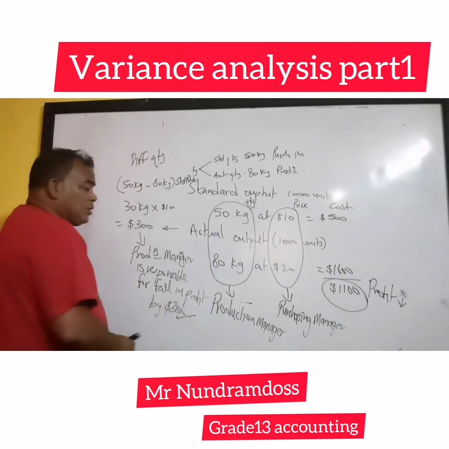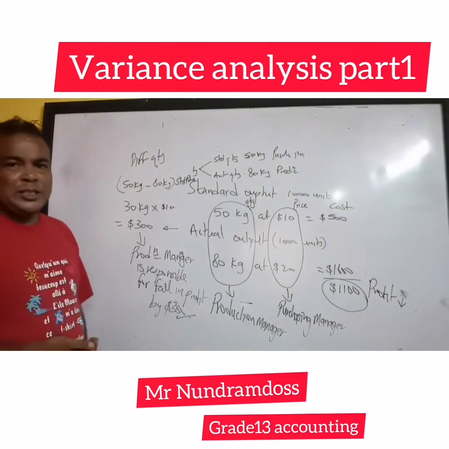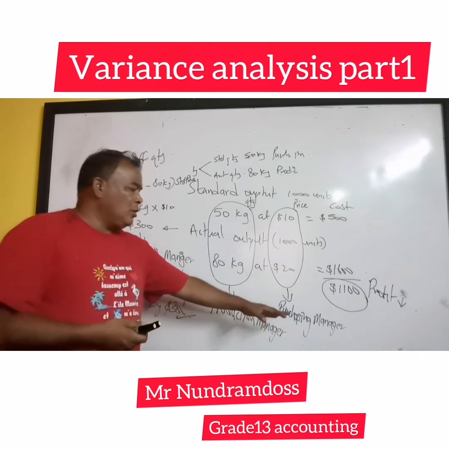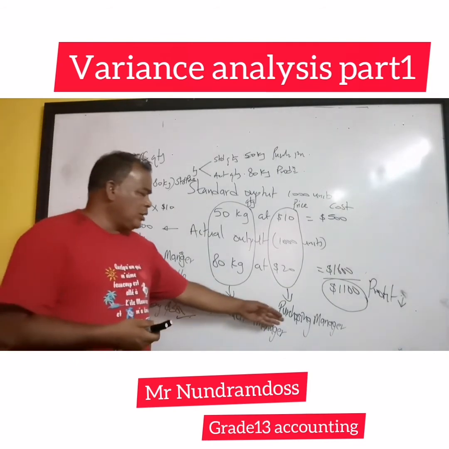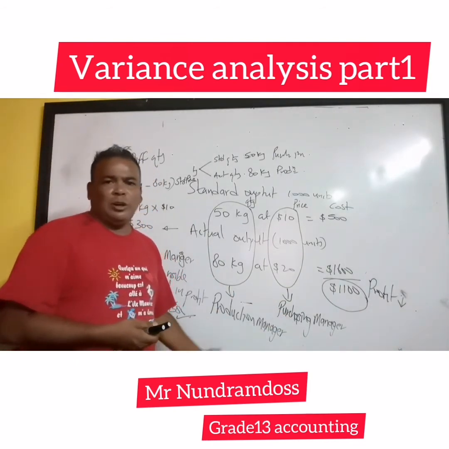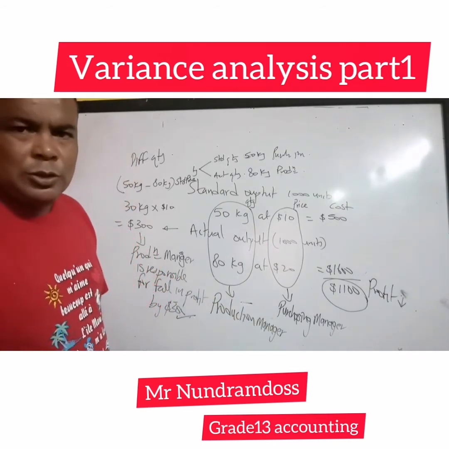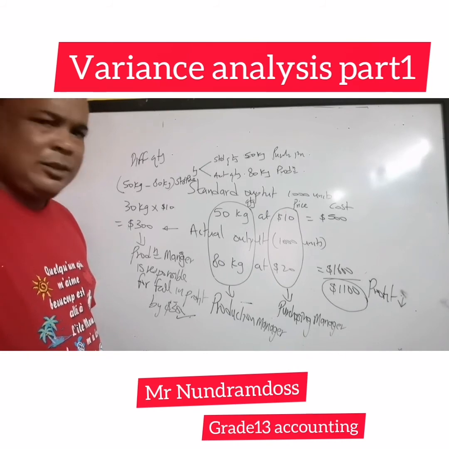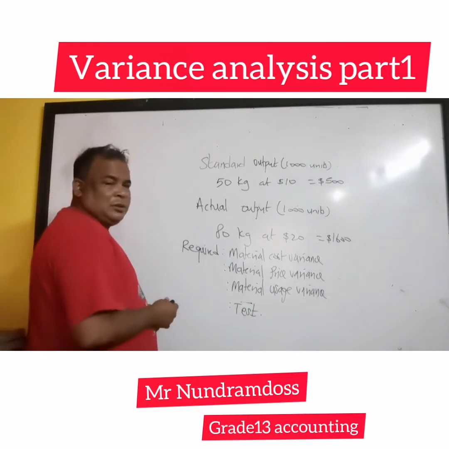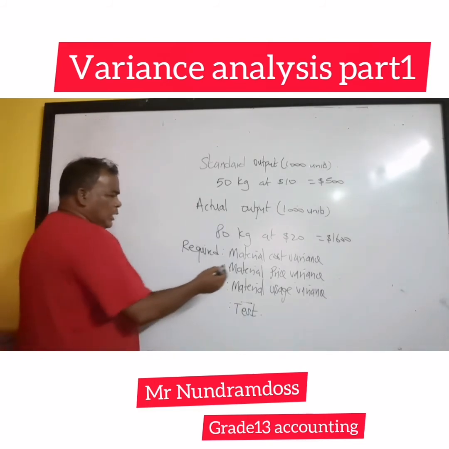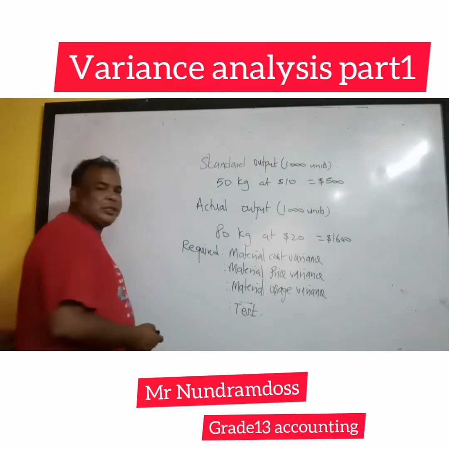At times, the purchasing manager may be driven out from employment, or his wages may be cut because of negligence of reducing the company's profit. So he may be given a penalty in terms of a salary cut, or he may be driven out from the business. So far, that is concerning standard costing. Now we are going to see the last part of material variance. Now we have to calculate material cost variance, material price variance, material usage variance, and tests.